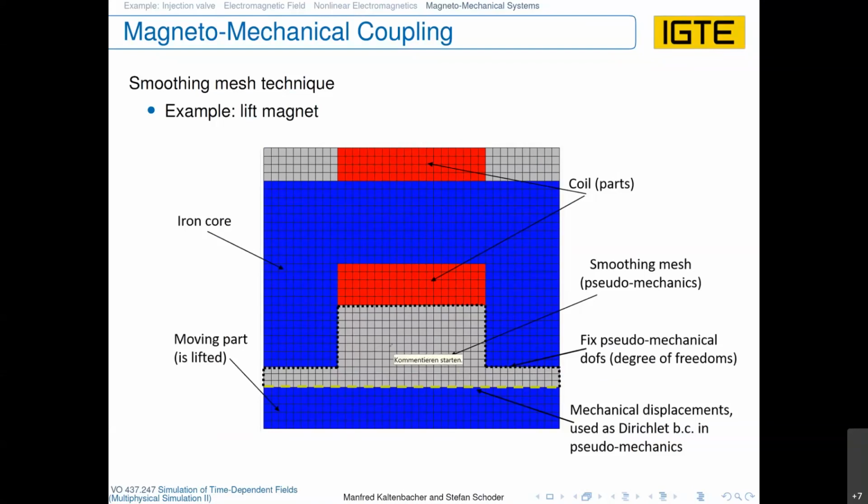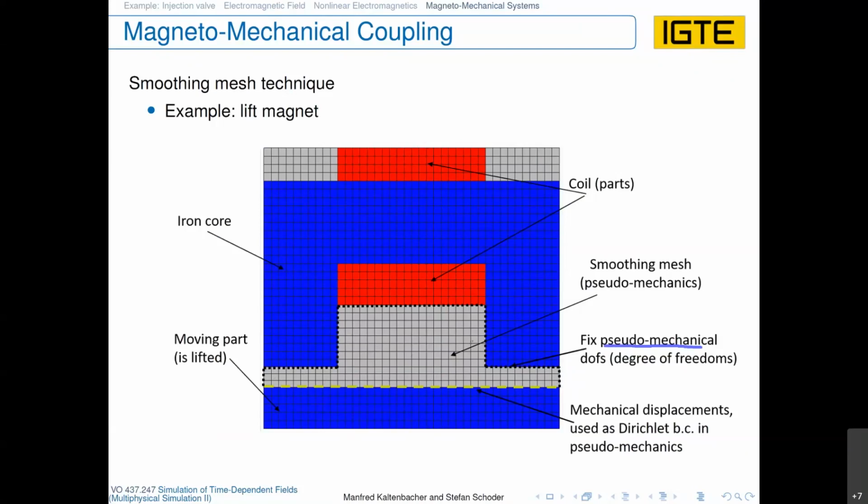That means in the magnetomechanical computation, you first compute the electromagnetic forces, then you do a mechanical computation with known electromagnetic forces, and you get a new displacement. This new displacement you put in a further computation, a so-called pseudomechanical computation. You put it as a boundary condition along this part here. So you have a third computation, a pseudomechanical computation.